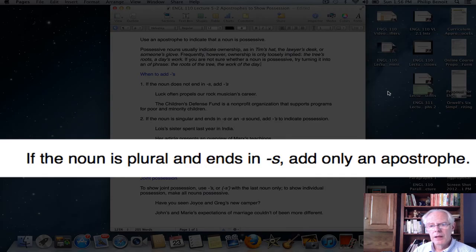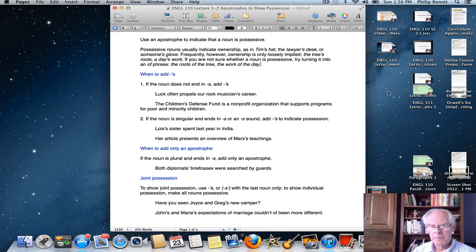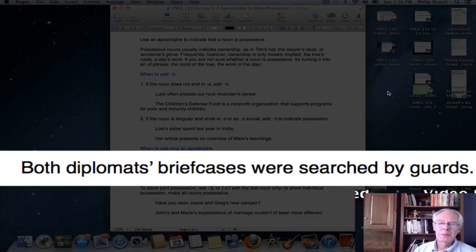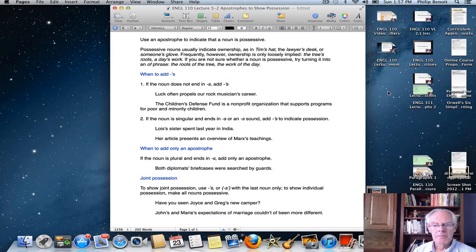Okay, when do we add only an apostrophe, as was formerly the case with the nouns ending in S? If the noun is plural and ends in S, it gets a little redundant to add another apostrophe S, so we add only an apostrophe. Just the rule. For some reason, that's the way it works, and it works fine, and it looks funny when we do it differently. So if we say both diplomats' briefcases were searched by guards, we just put the apostrophe after the S on the plural noun diplomats. The briefcases of the diplomats.